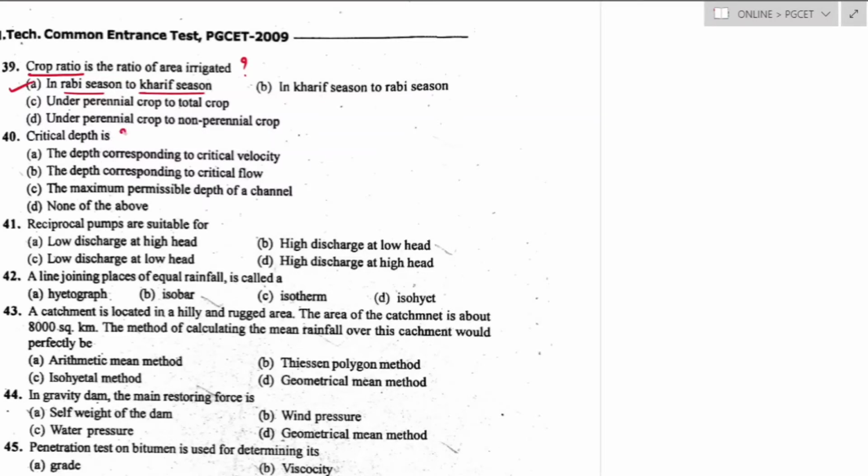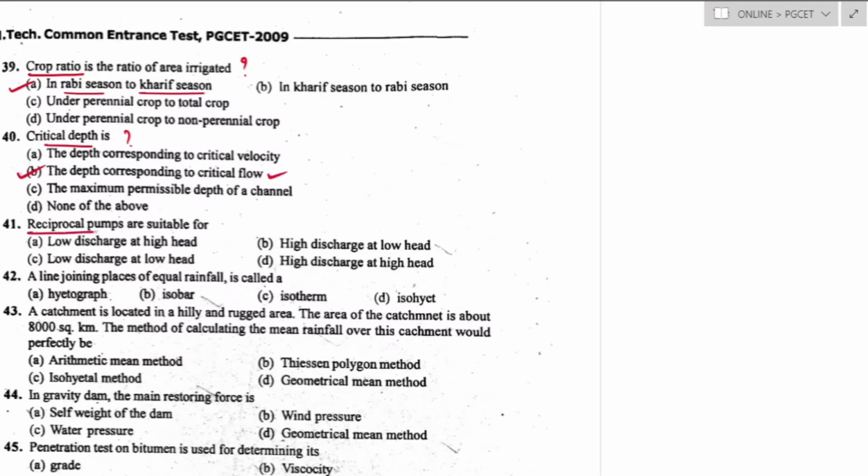Question number 40. Critical depth is. Critical depth is the depth at which specific energy of a given flow rate is at minimum for a given discharge and cross-section geometry. There is only one critical depth. So option B is the right answer. That is depth corresponding to critical flow.